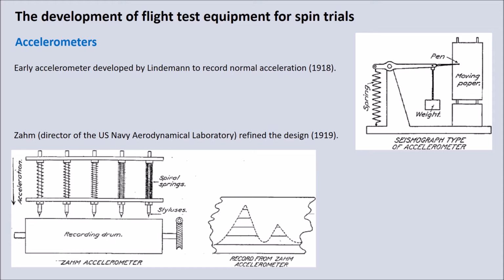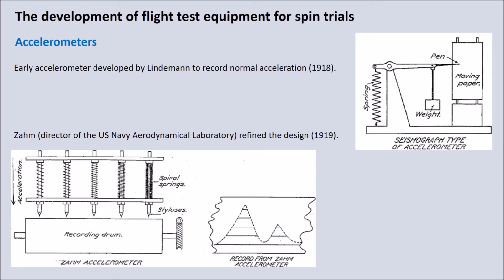Essentially it consisted of a mass or a weight which compressed this spring on the left hand side under a load, and then that moved a pen which was in contact with a moving reel of paper, and that obviously gave a time history of normal acceleration, which could be correlated with the airspeed indicator readings, and therefore to line up some data for normal acceleration and airspeed.